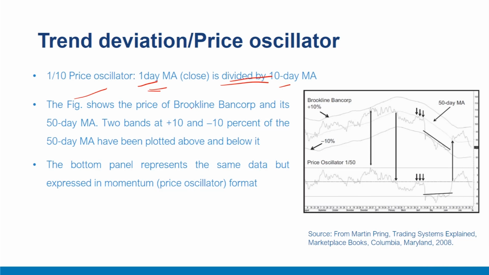In this figure, we have the price of Brooklyn Bancorp and its 15 day MA. This is the 50 day MA within two bands, plus 10% and minus 10%. Two bands are created and price fluctuates within these bands. On the bottom panel, we have the same data but expressed in the form of price oscillator format. Notice that this is 1 by 50 format, 1 day MA divided by 50 day MA, and the plus minus 10% bands around it.